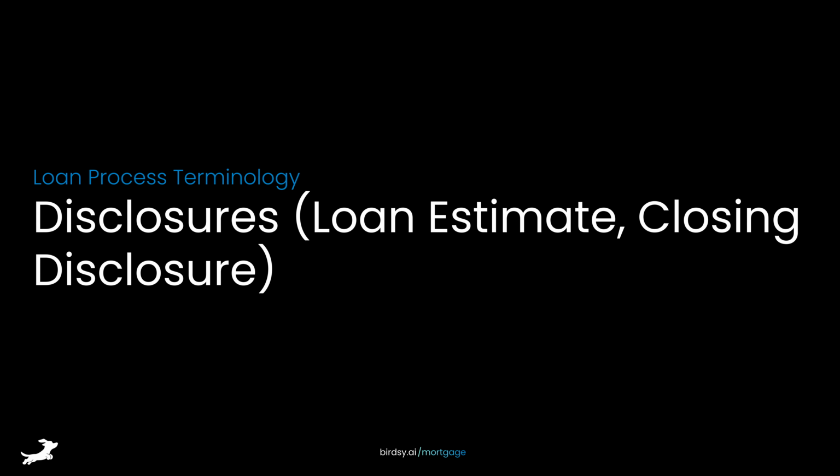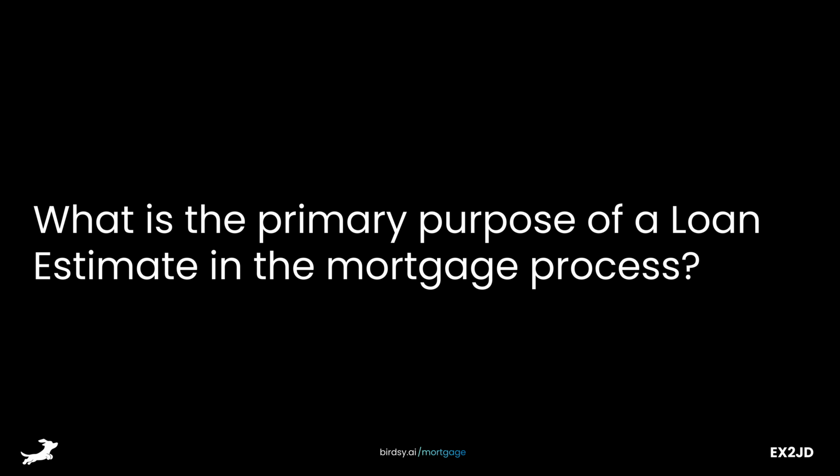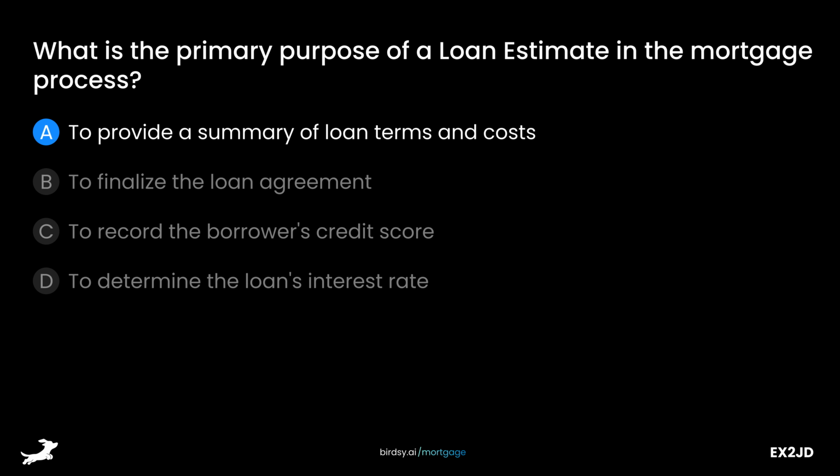Disclosures: loan estimate, closing disclosure. What is the primary purpose of a loan estimate in the mortgage process? Is it A, to provide a summary of loan terms and costs? B, to finalize the loan agreement? C, to record the borrower's credit score? Or D, to determine the loan's interest rate? The answer is A, to provide a summary of loan terms and costs.